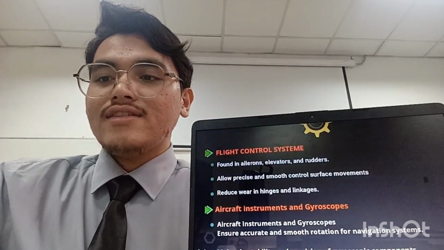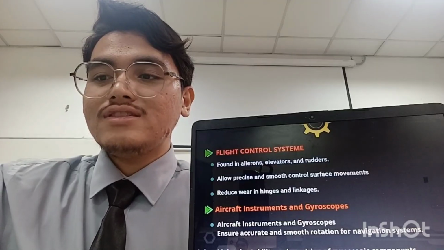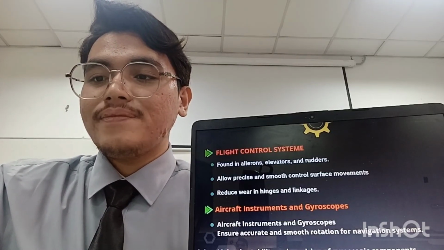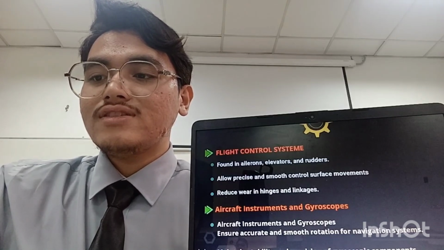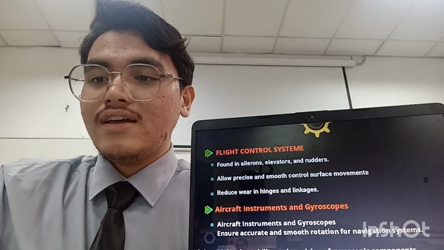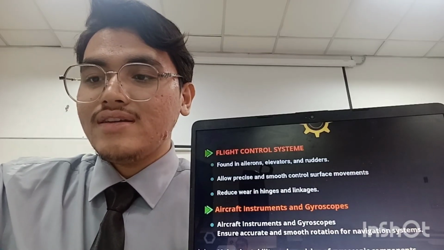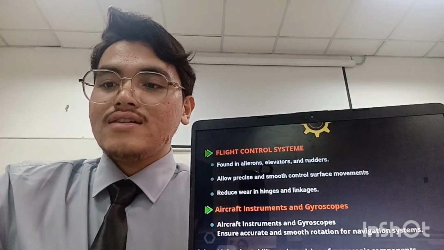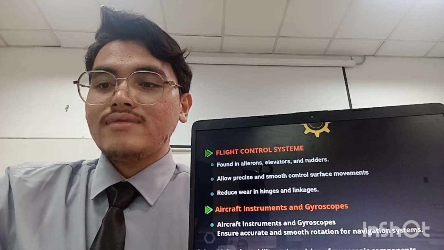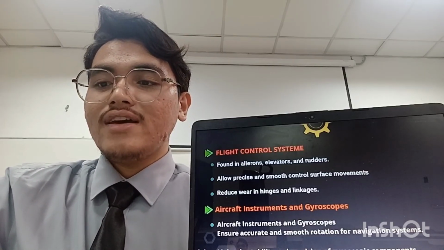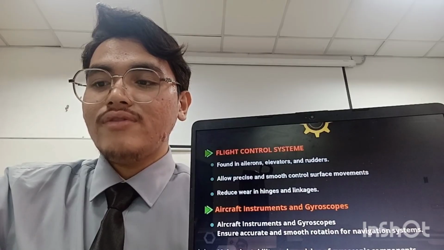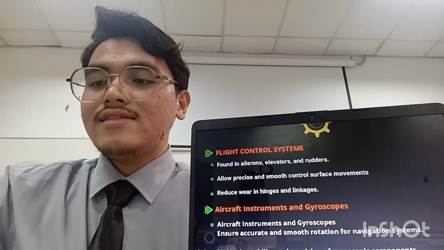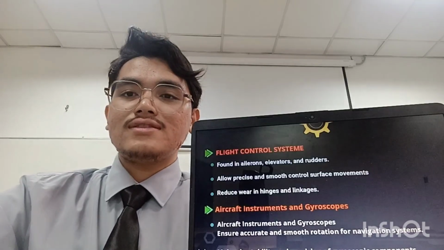Next, we can see bearings in the flight control system found in ailerons, elevators, and rudders. They allow precise and smooth control surface movement and reduce wear in hinges and wing cages. Last but not least, aircraft instruments and gyroscopes, to ensure accurate and smooth rotation for navigation, mainly stability and precision of gyroscopic components.